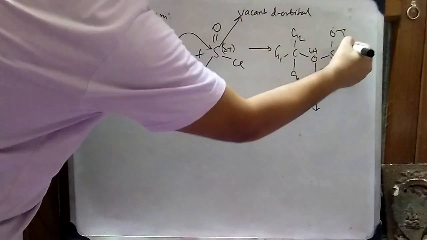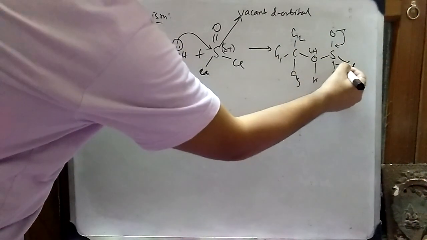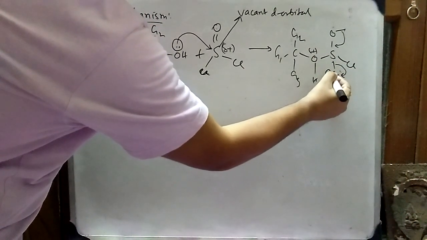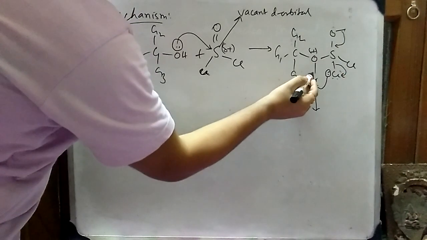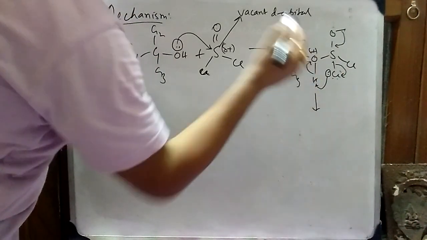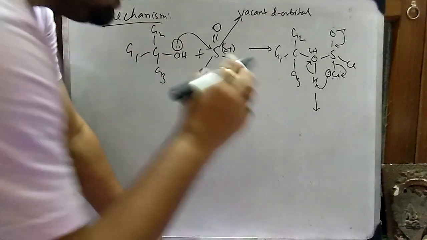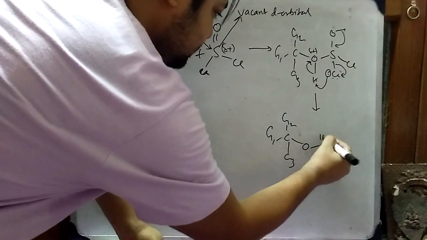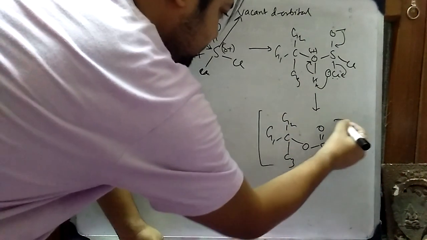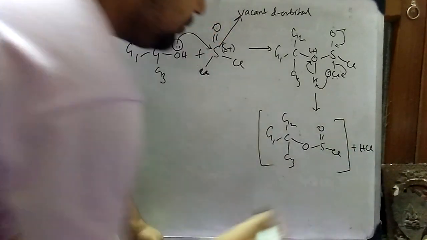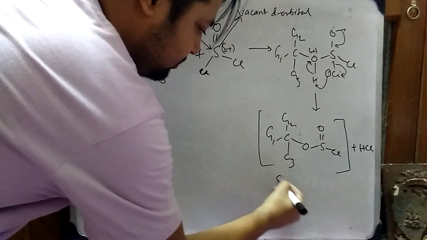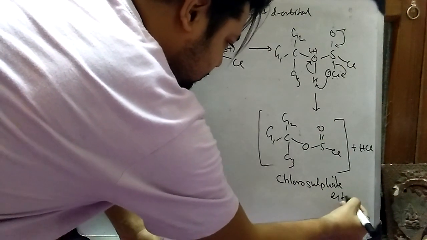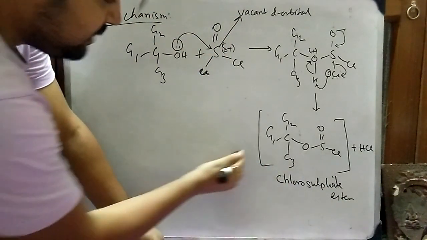What happens? This comes back to this sulfur. This bonded electron will go back to this chlorine, and chlorine will attack the hydrogen with its lone pair. This hydrogen will leave its electron back to the oxygen, making it neutral. So R, O, S, double bond O, Cl will be the resulting structure, with the liberation of hydrogen chloride. This structure is known as chlorosulfite ester. This is the intermediate of this SNi process.